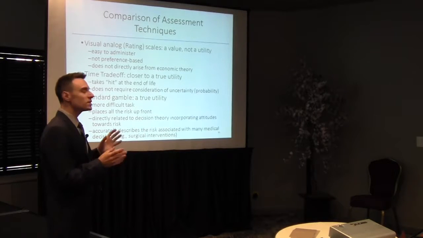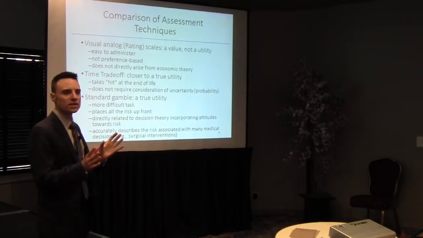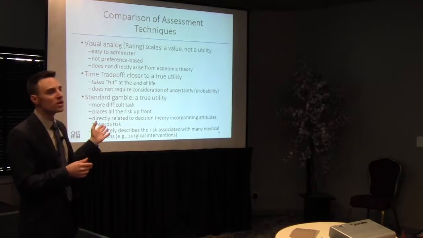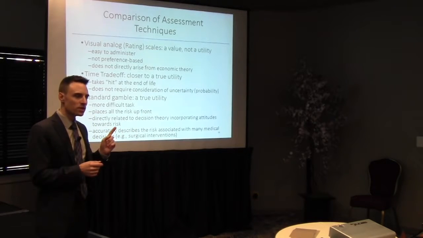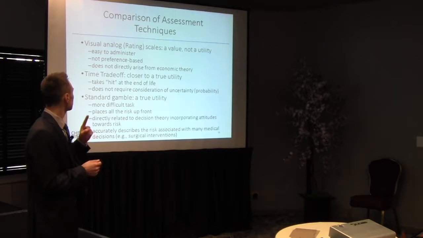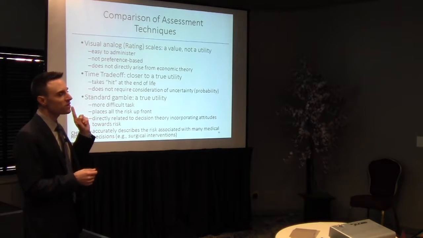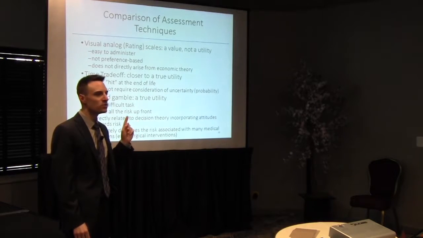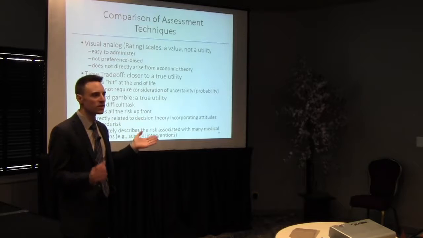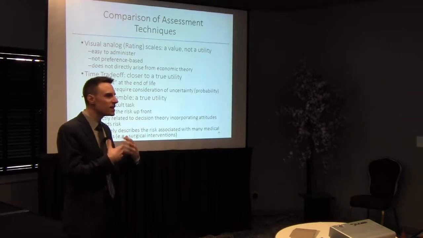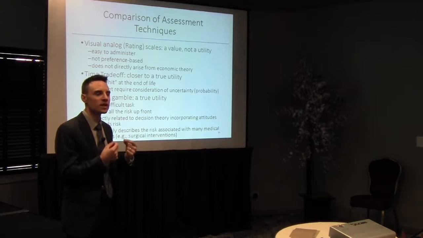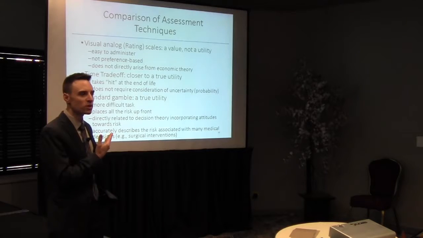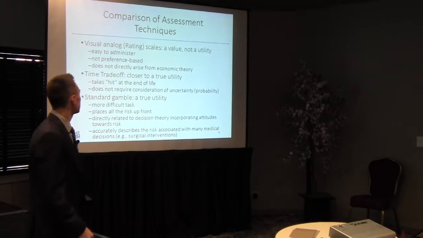Okay, so let's talk a little bit about these three different techniques that I've gone over. So the visual analog scale, you get a value, however, it's not a utility, right, and there's a difference. So this is more of just a preference weight. It's easy to administer, but the thing is, it's not preference-based. And if we want to satisfy the von Neumann-Morgenstern axioms of utility, so basically if we want to be able to say that this is a utility, that this captures this measure of satisfaction, there has to be a measure of preference in there, right? There is no measure of preference there. We're just saying this is how we feel, okay?